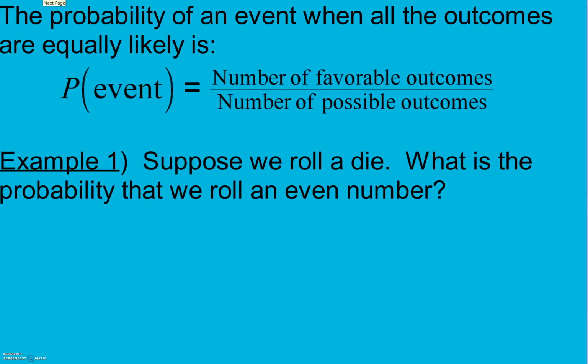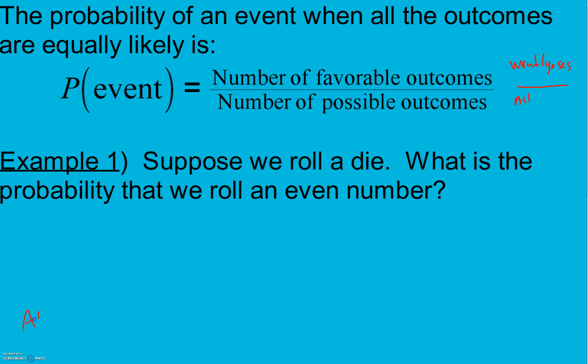The probability of an event, when all the outcomes are equally likely, is the number of favorable outcomes, so the things that we want, or the yeses, over all the possibilities, the number of possible outcomes. So in example 1, suppose we roll a die. What is the probability that we roll an even number?